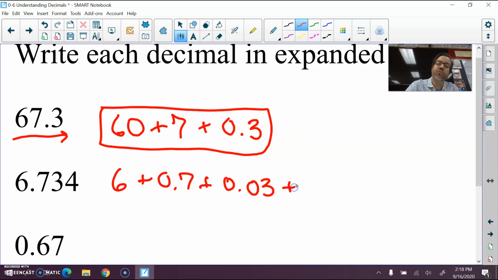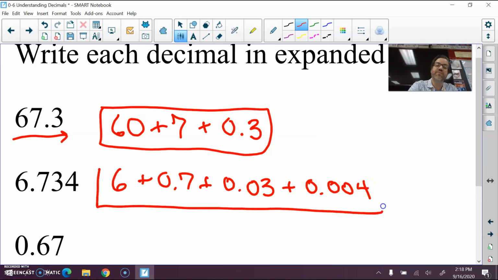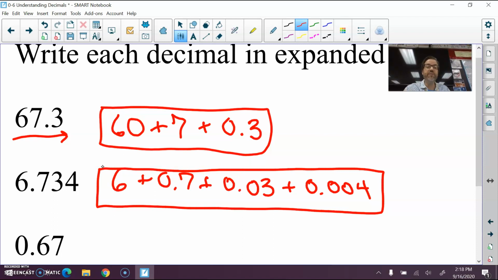Plus, and then the 4 is in the thousandths place. So I'll write 0.004 because the 4 here is in the tenths, hundredths, thousandths place. And this is written using expanded form correctly. Okay, so that's expanded form.